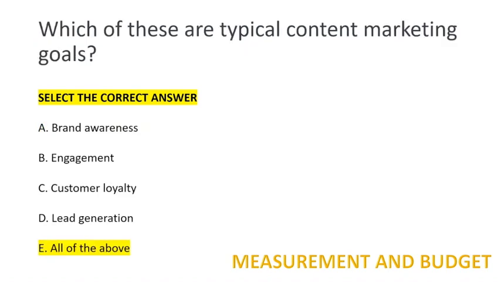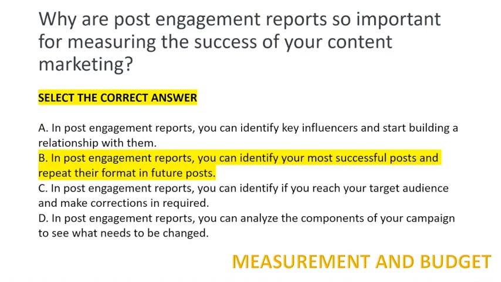Which of these are typical content marketing goals? All of the above? A. Brand awareness. B. Engagement. C. Customer loyalty. D. Lead generation. Why are post-engagement reports so important for measuring the success of your content marketing? B. In post-engagement reports, you can identify your most successful posts and repeat their format in future posts.